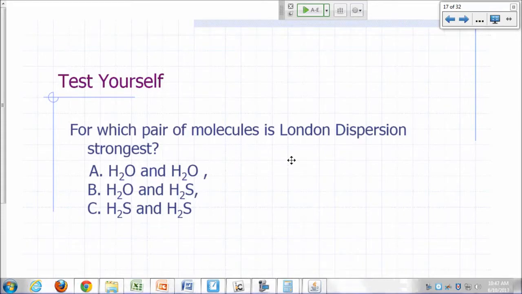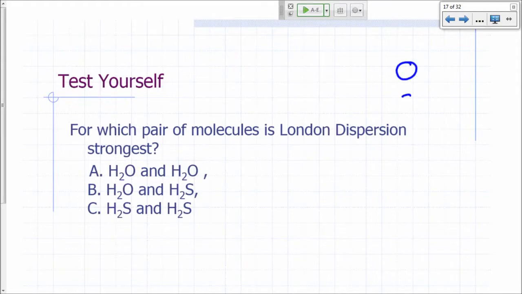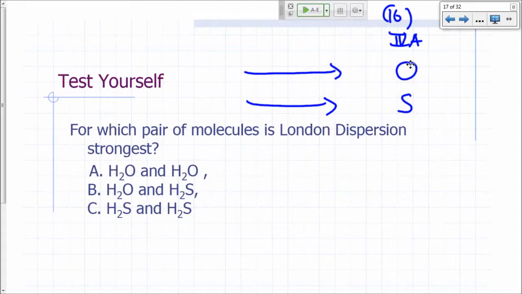Between a pair of water molecules, between a water molecule and an H2S molecule, or between two H2S molecules? So you have to go by size, right? Where are oxygen and sulfur in your periodic table? Group 6A, column 16. You have oxygen in period 2, sulfur in period 3. What's the trend in size going down a column?